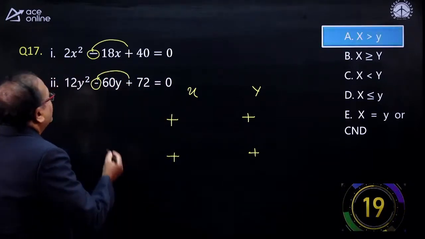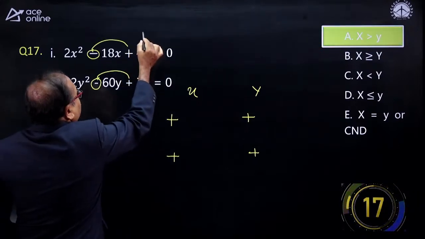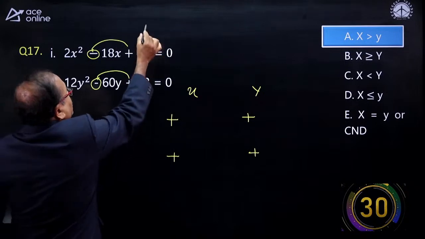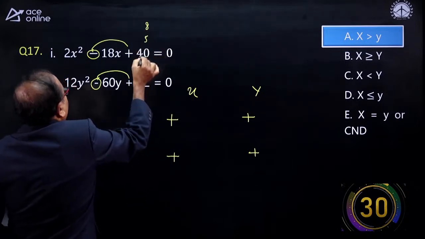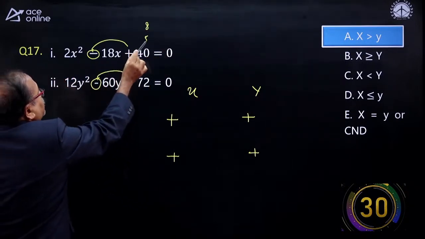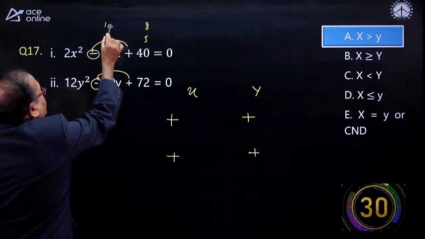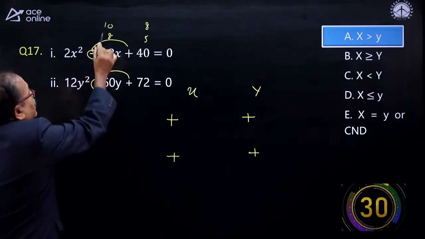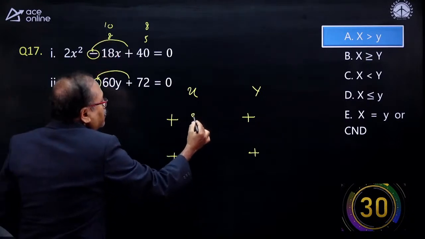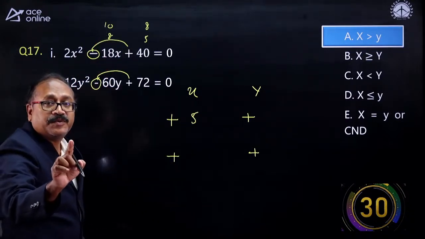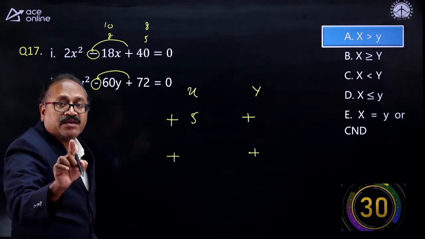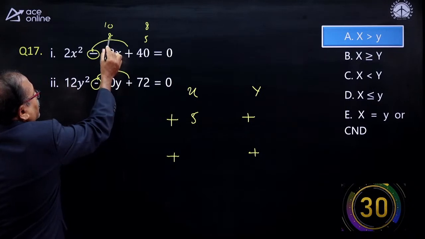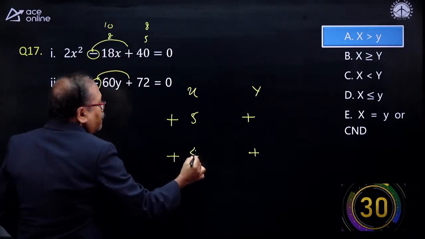So, how do I do it? Can I write this as 8 and 5? 8 times 5 is 40. I notice that 5 into 2 is 10 and 8, the sum is 18. So 10 by 2, the first number, the bigger number, should always be written first. So that is 8 divided by 2, 4.